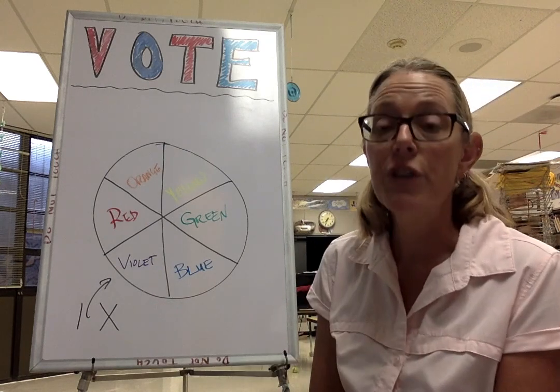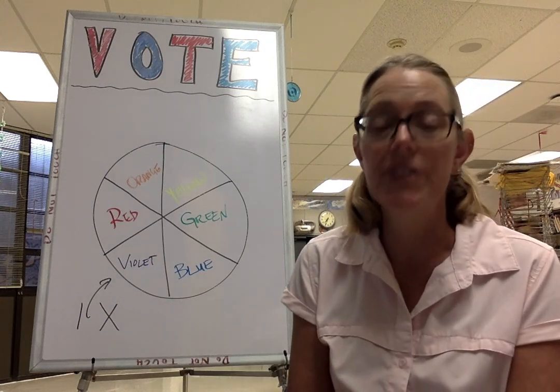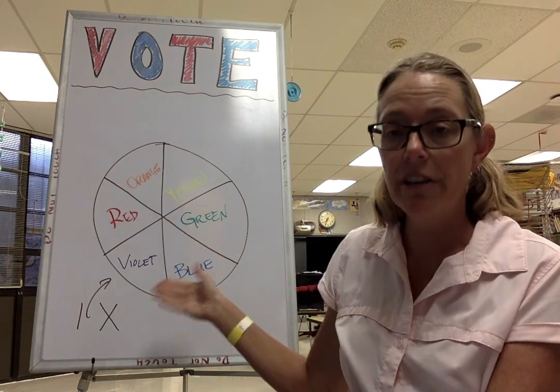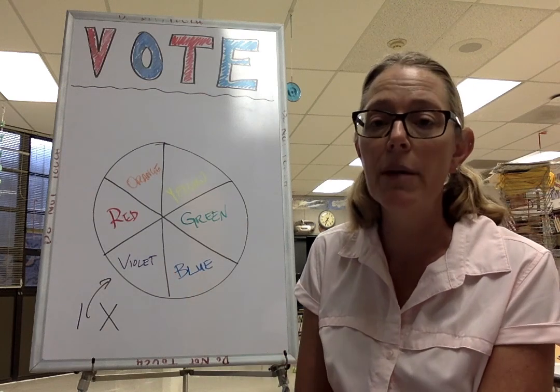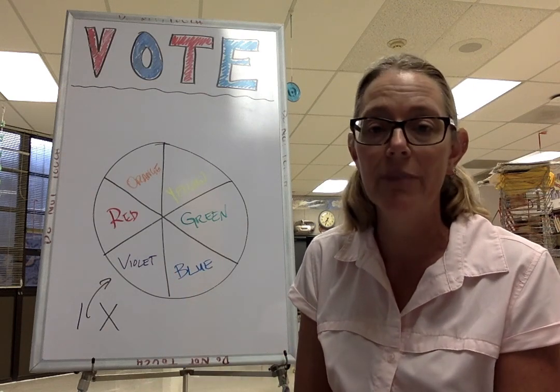All right, so that is your assignment for today. Draw your wheel, color it in rainbow order. You should have 6 pizza pieces. Color them in rainbow order with whatever supplies you have.